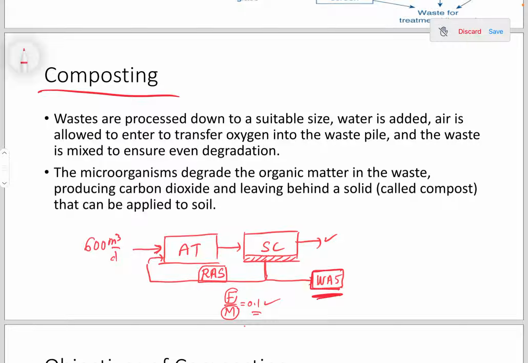Okay, so let's look at only this because this is part of the design that you're going to be designing for the wastewater treatment plant.